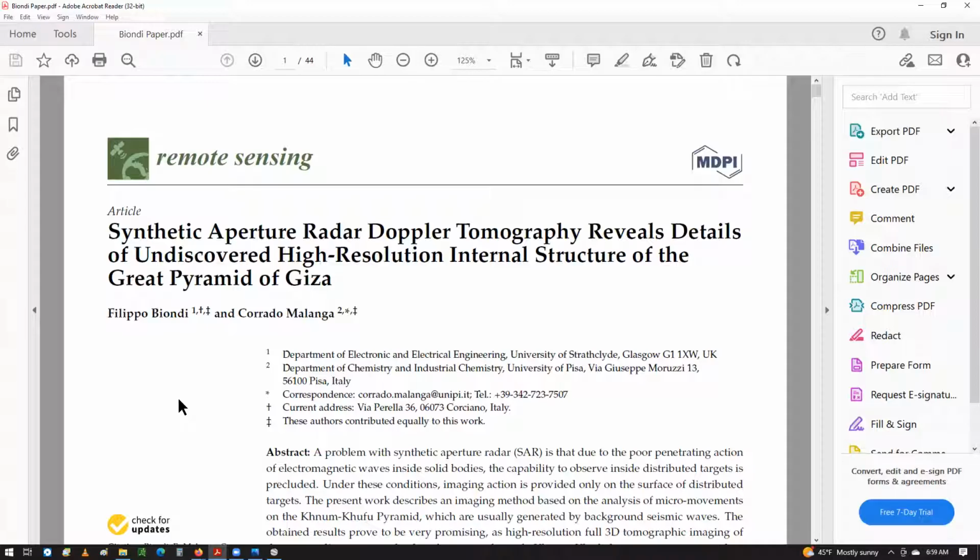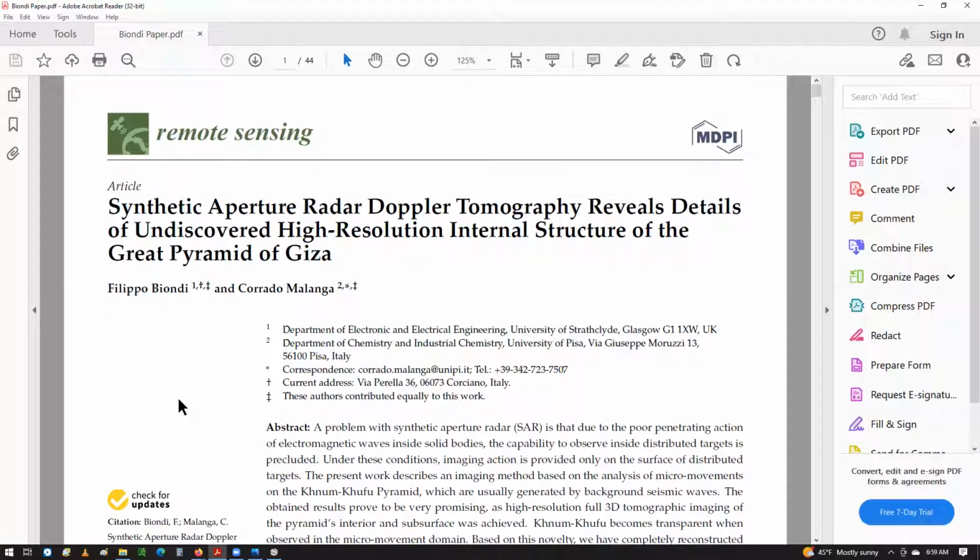I'm certainly not an expert in radar technology. I do have some skills reading scientific papers, so I'm going to show you how to approach a paper like that, especially a complicated paper like this. And I think at the end of this, we will be able to make a lot more sense of it than without having some guidance.